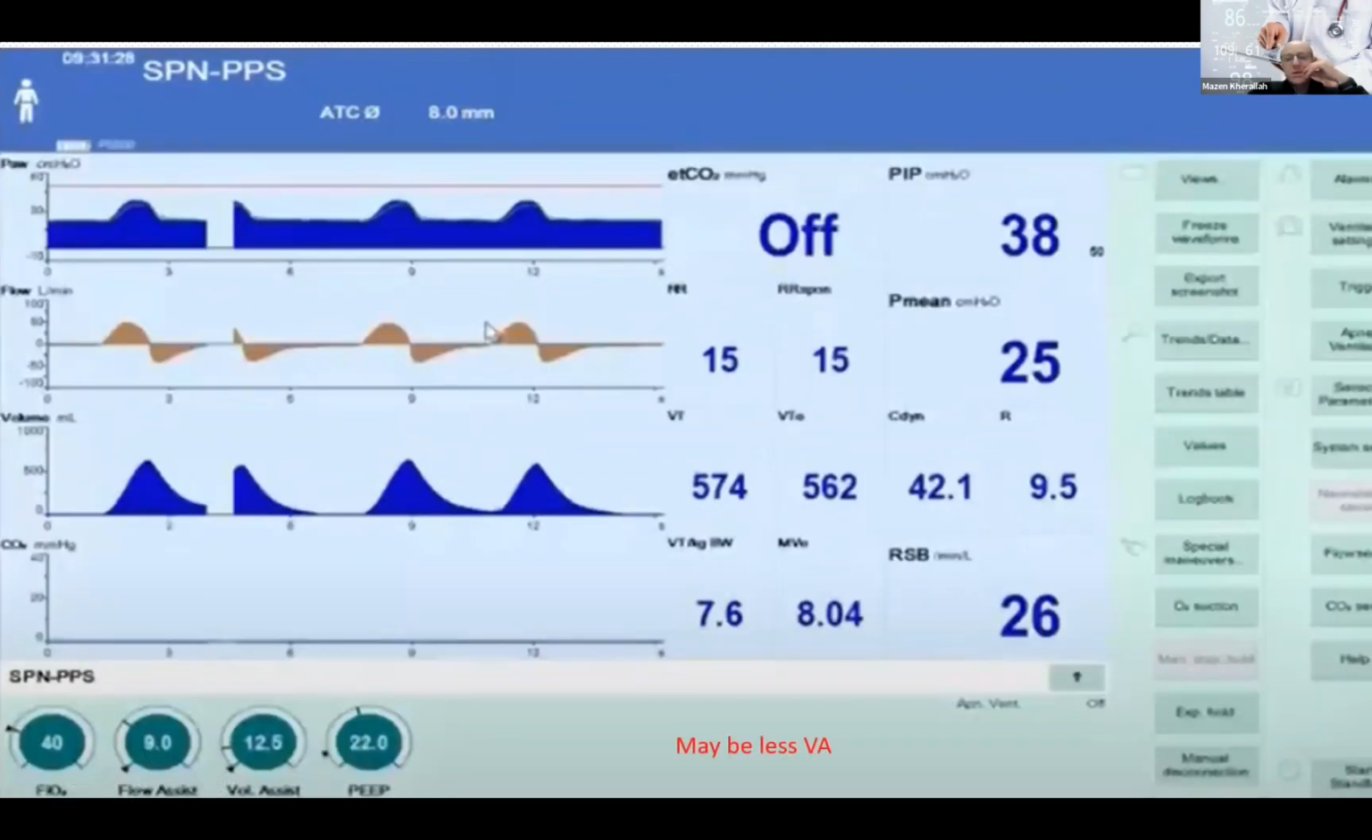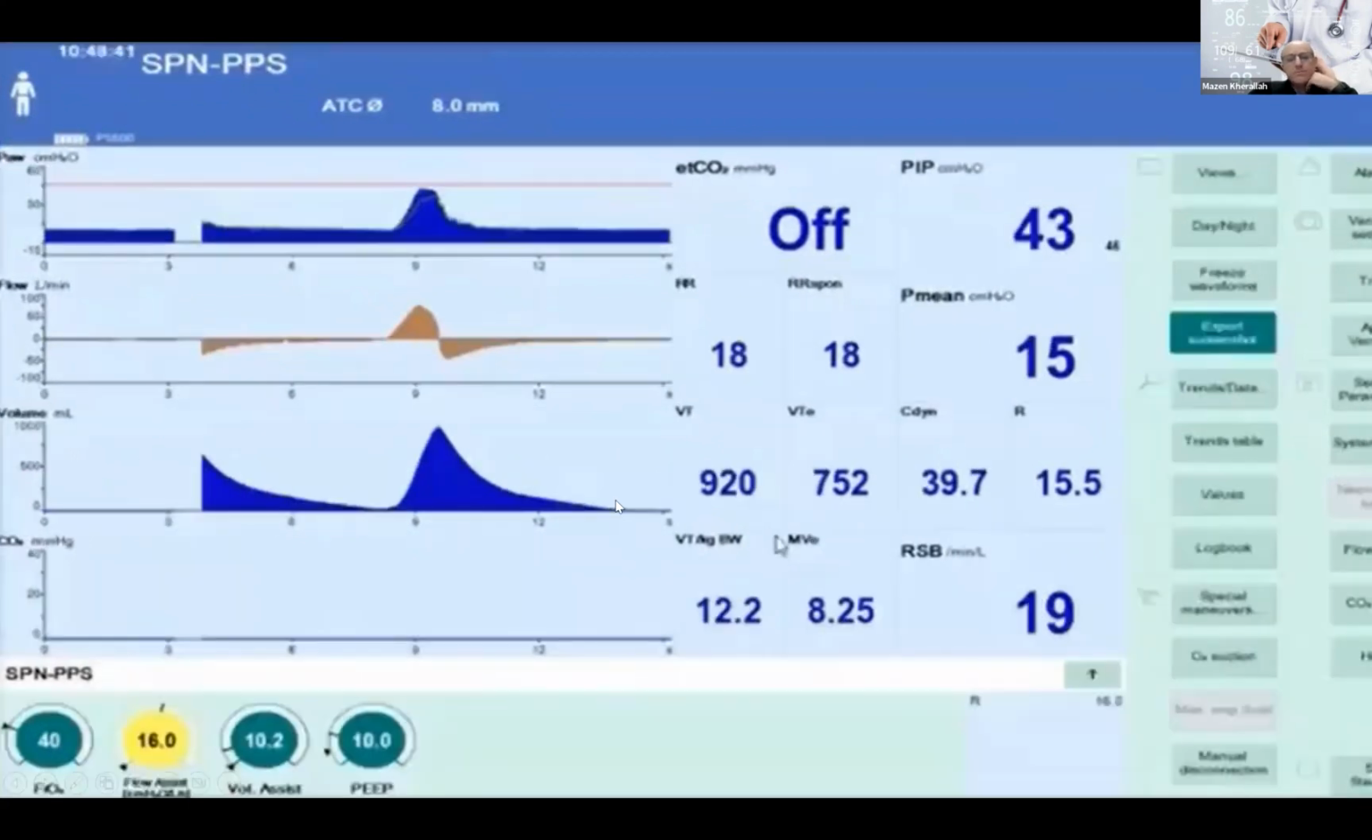In this patient, it seems okay actually, 574 on the high side a little bit, rapid shallow breathing index 26, sine wave very nice here. Maybe we can decrease the volume assist a little bit because of the larger tidal volume for the patient.